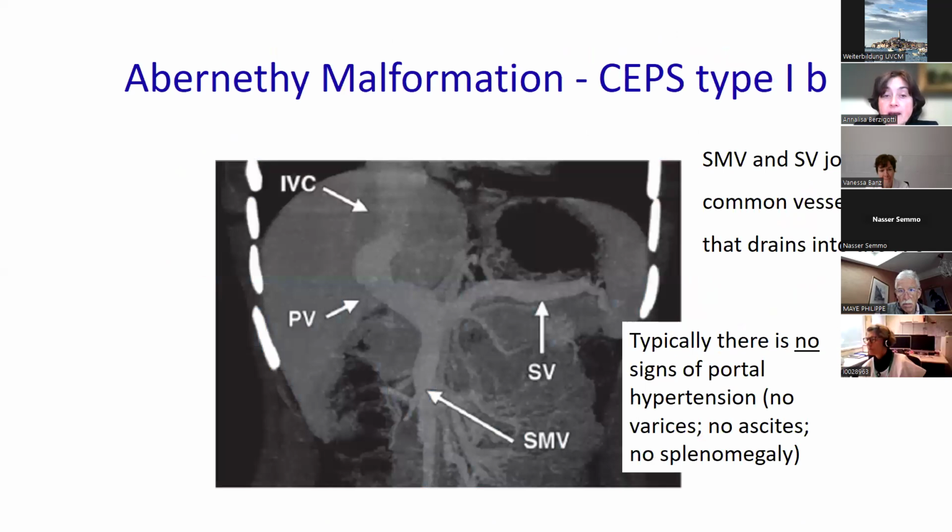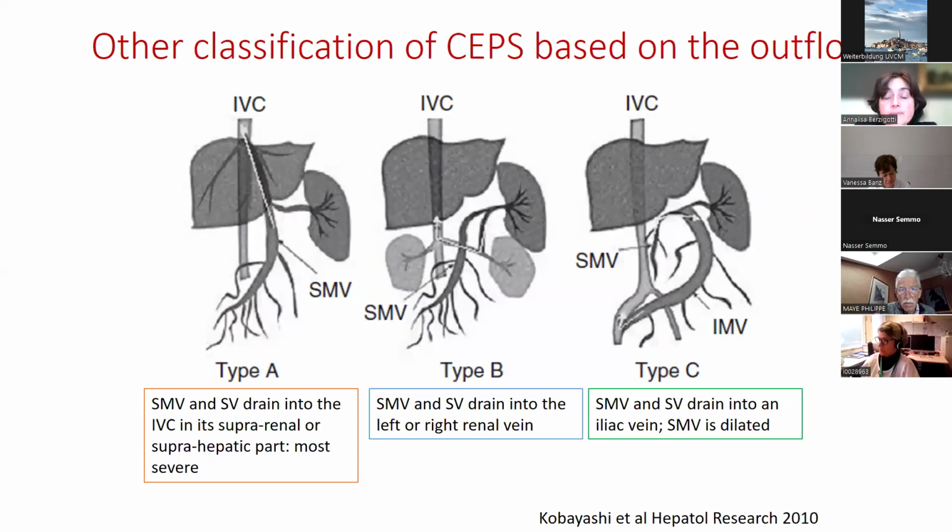This is a case of type 1B. You can see both the splenic vein and the superior mesenteric vein get into a somehow portal vein, but the portal vein gets directly into the vena cava inferior. It's important to know that these cases do not have portal hypertension, so you do not see splenomegaly or its complications. There is another type of classification which sometimes is used, that is according to the outflow type.